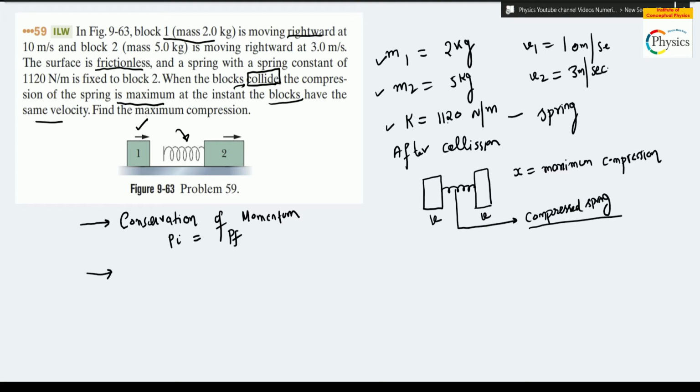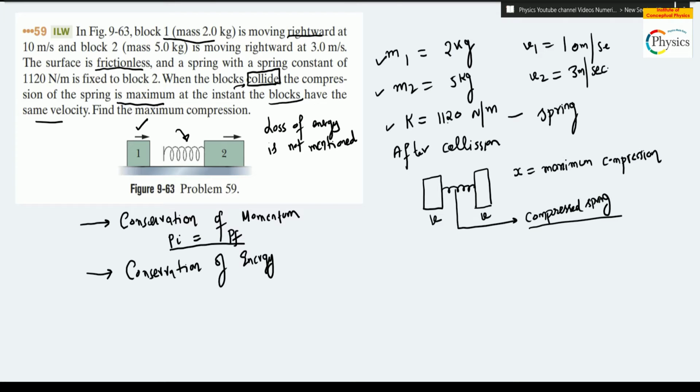And the second thing you need to focus on is the conservation of energy, right? Conservation of energy. If you read this question, there is no mention of loss of energy. Loss of energy is not mentioned. So throughout this collision, the energy gets conserved, right? So let's see how the conservation of momentum plays.